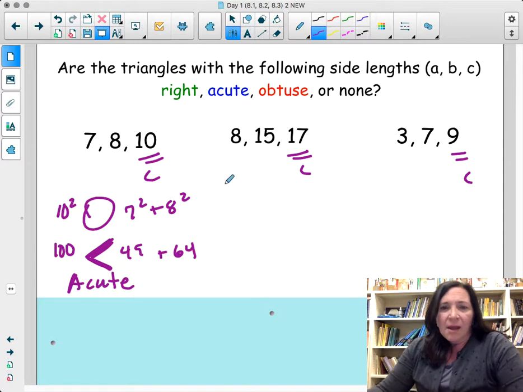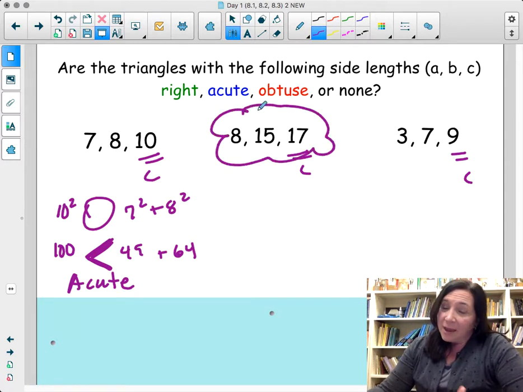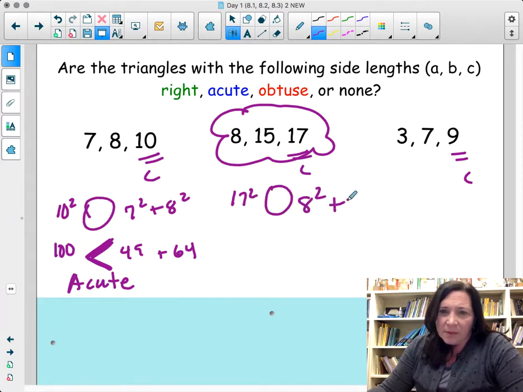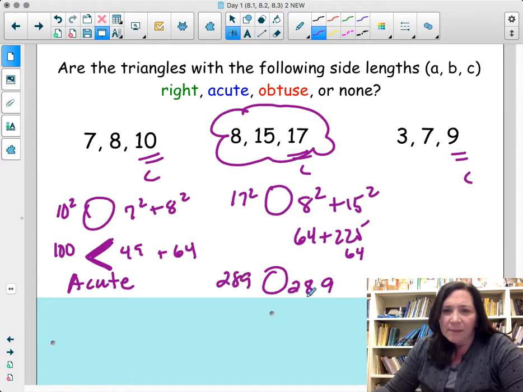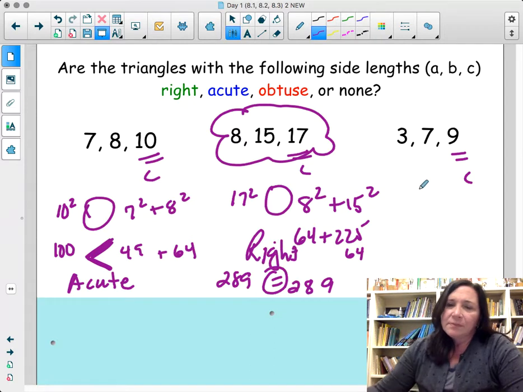How many of you recognize this as being a Pythagorean triple? I'm not sure if you did or not, but again, we take the biggest number. 17 squared is equal to 8 squared plus 15 squared. So 8 squared is 64, plus 225. What's that? 289. Oh, 17 squared is also 289. So these are equal. So if these are equal, then it's a right triangle.